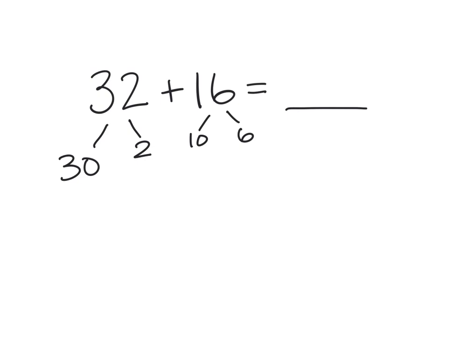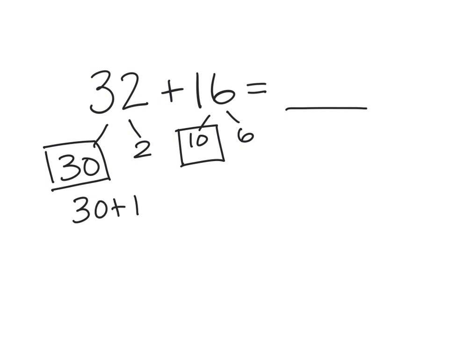So what I can do is add my tens, 30 plus 10, which equals 40. That's a nice, easy addition sentence that I can solve in my brain because I know that 3 plus 1 is 4, so 30 plus 10 is 40.